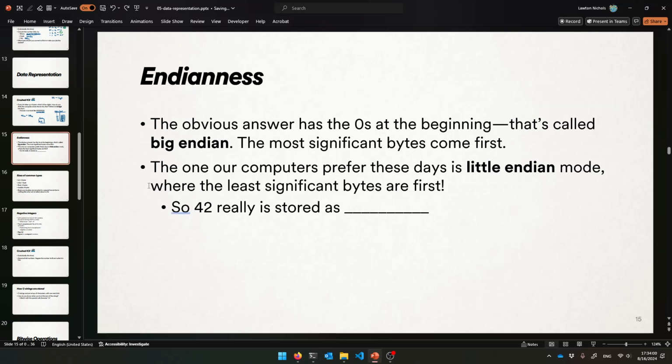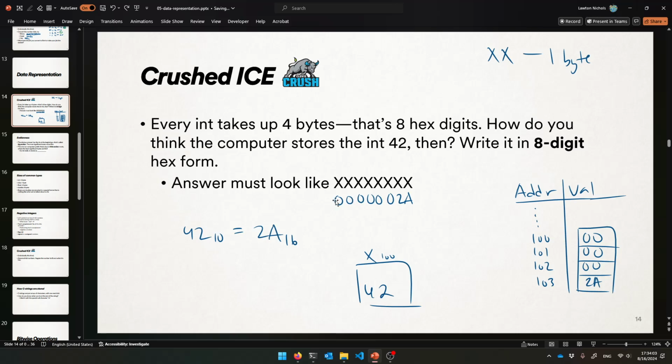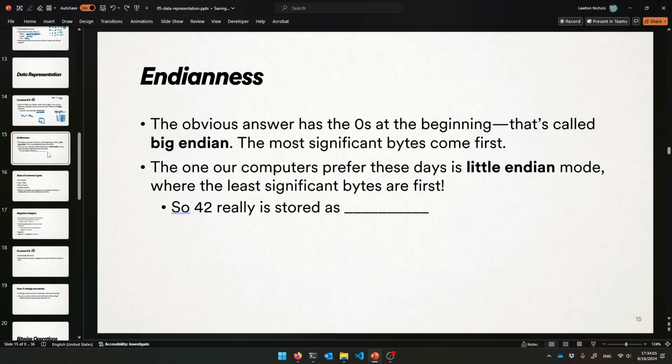So the obvious answer is that we're going to store 42 with 6 zeros and then 2A, in that order for those addresses. We're going to store it in this exact order as we would write it down on a piece of paper. This would go in address 100, this in address 101, 102, 103, and this is called storing the number in big endian format. The most significant byte, the one that packs the most punch, because this would make a large number if there was FF right here, comes first in big endian format, and the least significant bits come at the last possible address.